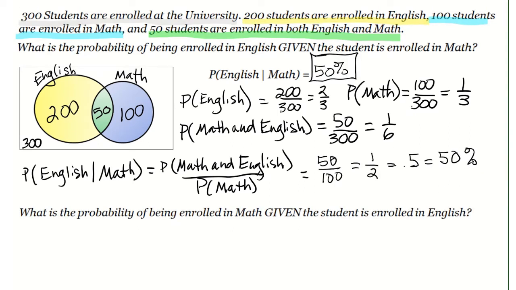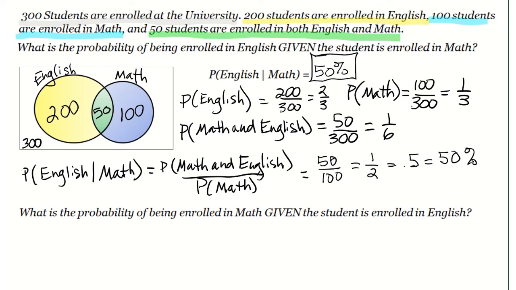So now that we have identified that if a student is enrolled in math, then there is a 50% probability that they will be enrolled in English. Or another way of saying that is, the probability of being enrolled in English, given the student is enrolled in math, is a 50% probability. So now let's reverse those conditions and find out what is the probability of being enrolled in math given the student is enrolled in English. And we'll use our Venn diagram to help set that problem up.